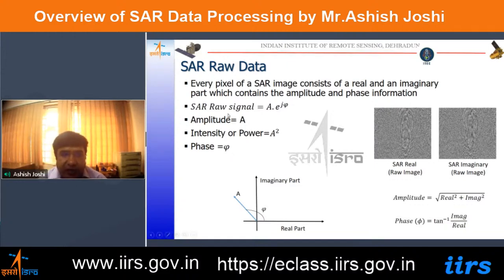So the raw signal is of the form amplitude times the exponential of j phi. Phi is our phase, A is the amplitude, and the exponential expands as cos theta plus j sin theta. A is called the amplitude, the intensity or power is given by A squared, and the phase is given by phi.